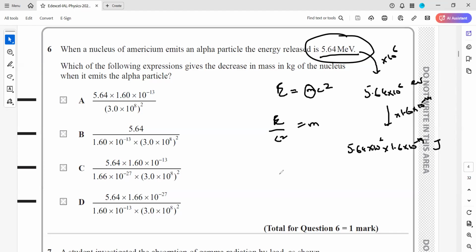And then energy in joules divided by the speed of light. So 5.64 into 10 power 6 and 19, this will become minus 13. So 5.64 into 1.6 exponent minus 13 divided by the speed of light, which is 3 into 10 power 8, and then squared. This will give us the mass in kilogram when we simplify. So A will be the right answer for this.